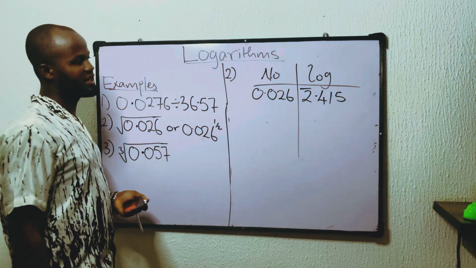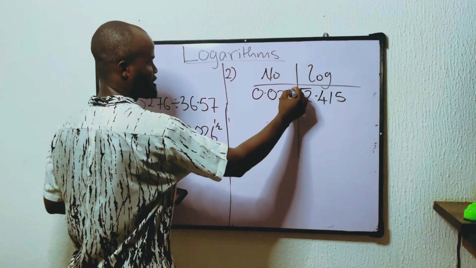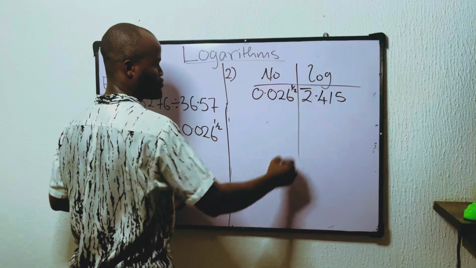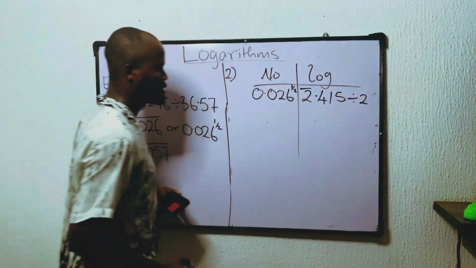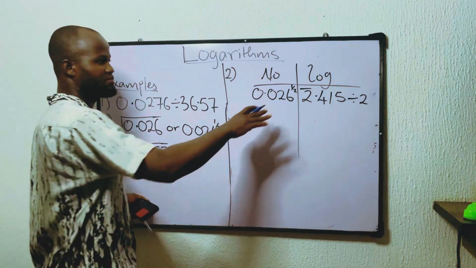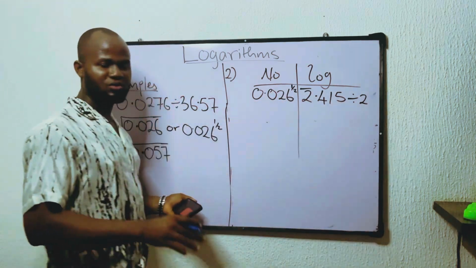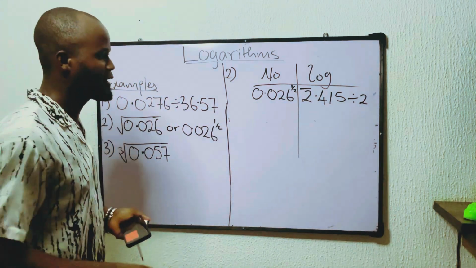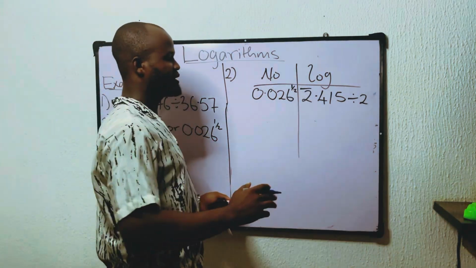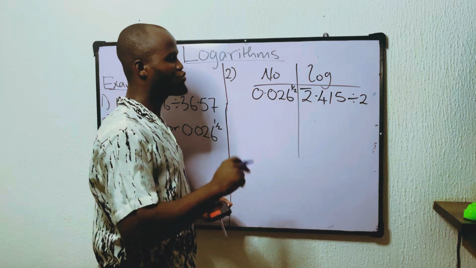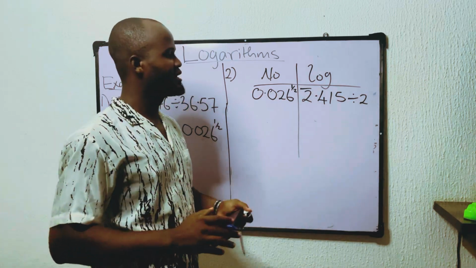Okay, so what's next? This was raised to 1 over 2, which means we're going to divide this by 2. So if you divide this by 2 straightforwardly, you're going to get the accurate answer. Now that's where the comparison comes. So take note. So you could divide this normally, just put in a calculator, minus 2.415, and you're going to get the accurate answer.